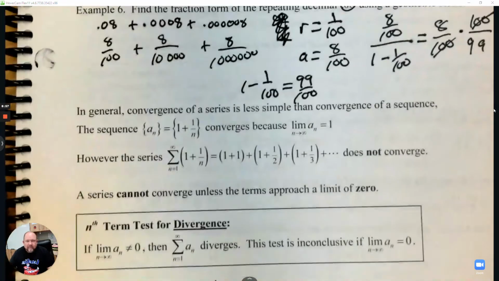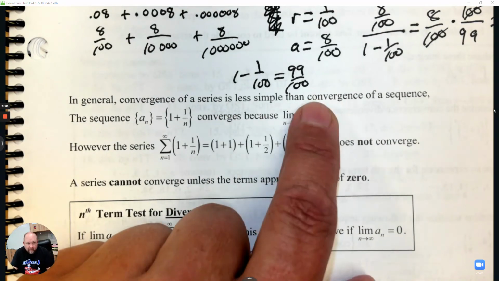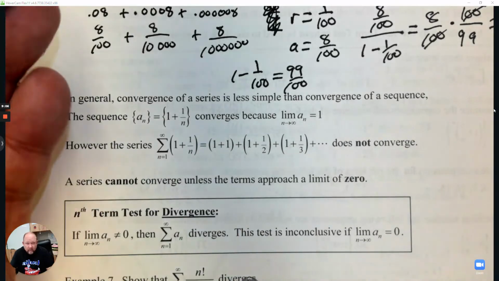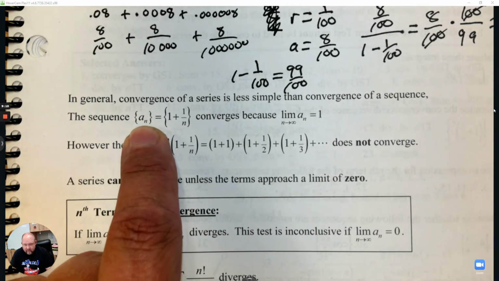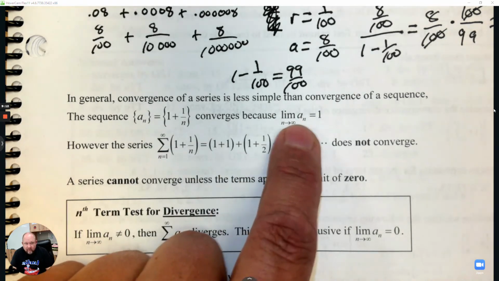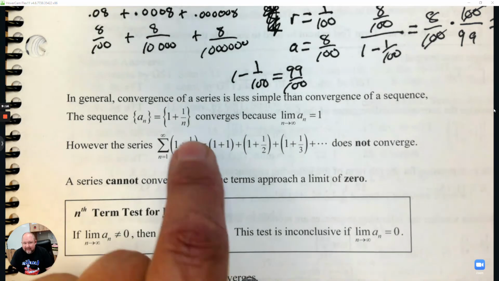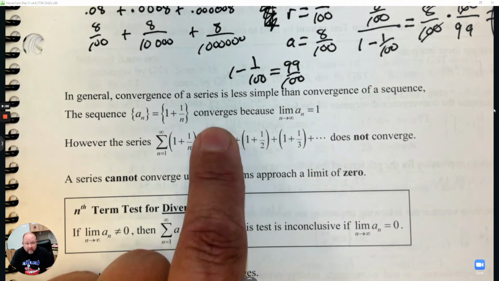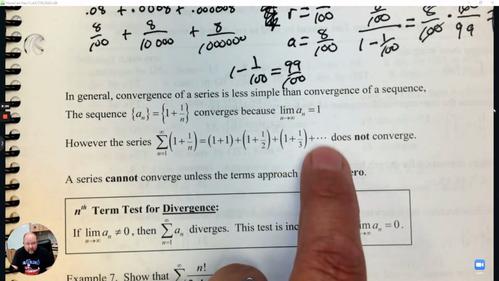In general, convergence of a series is less simple than convergence of a sequence. So if we have a series, it's a little bit harder to tell whether it converges or not. The sequence converges because this goes to 1. Because when the bottom is more powerful, that answer is 0, so 1 plus 0 is 1. However, this series does not converge. It just gets bigger and bigger.